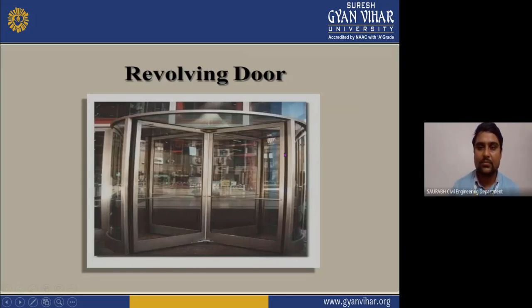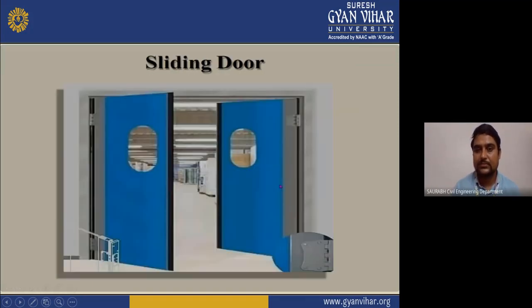And this is revolving door. This is generally provided in commercial buildings, and this is semi-automatic actually. Sliding door, this is also provided in very special places, like you cannot provide this sliding door at your home because the cost of these types of door is very high.